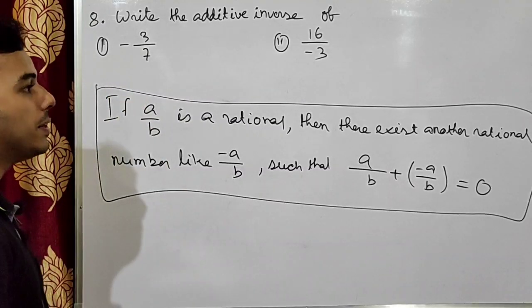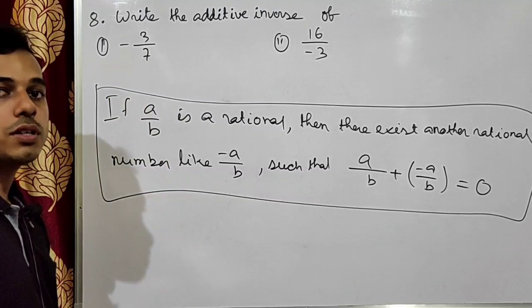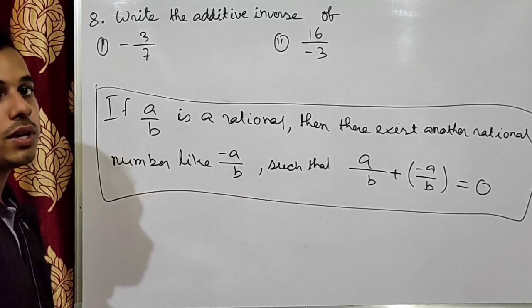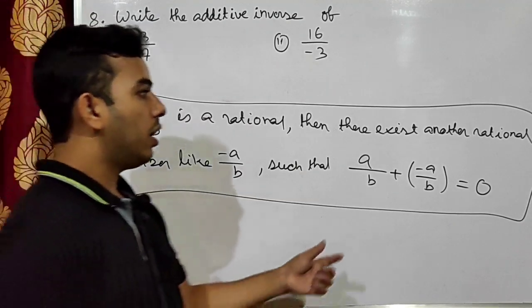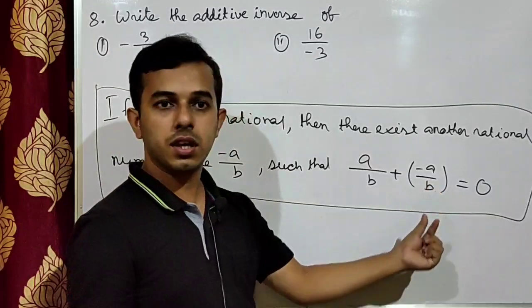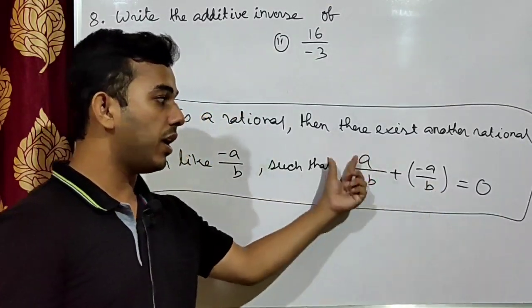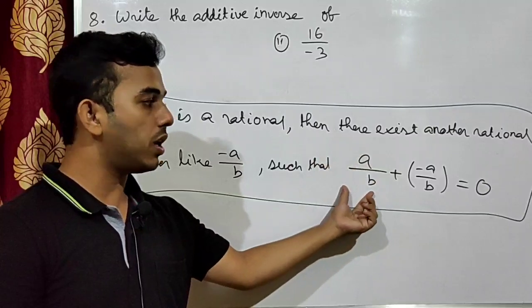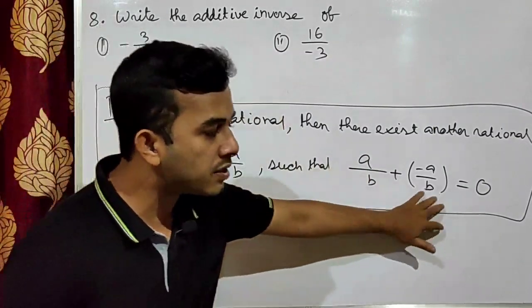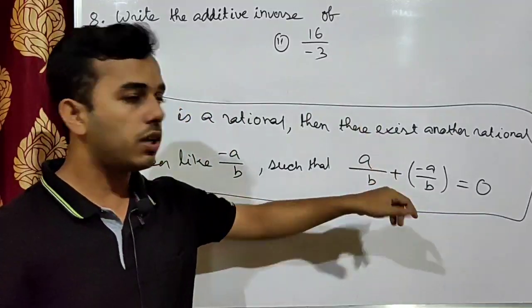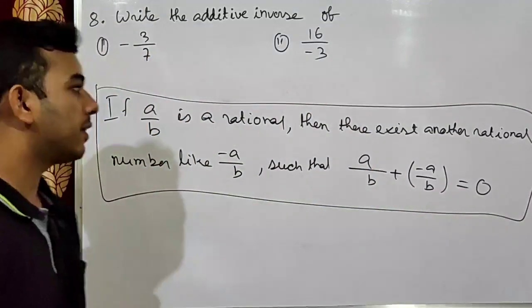Minus 3 by 7. So its additive inverse will be what? By looking, we can say its additive inverse will be 3 by 7. Now for example, here our number is minus a by b, so its additive inverse is which one? A by b. So same, consider this minus 3 by 7 as minus a by b. Its additive inverse will be what? Clear? 3 by 7.